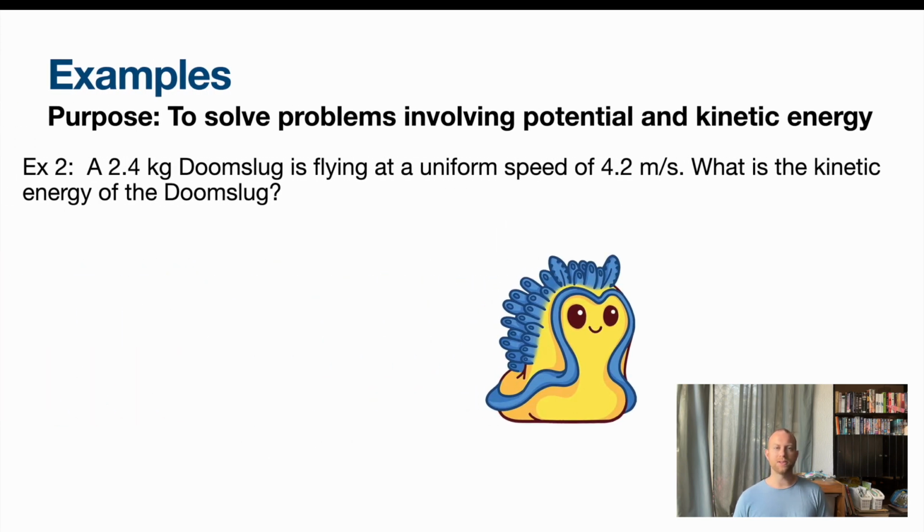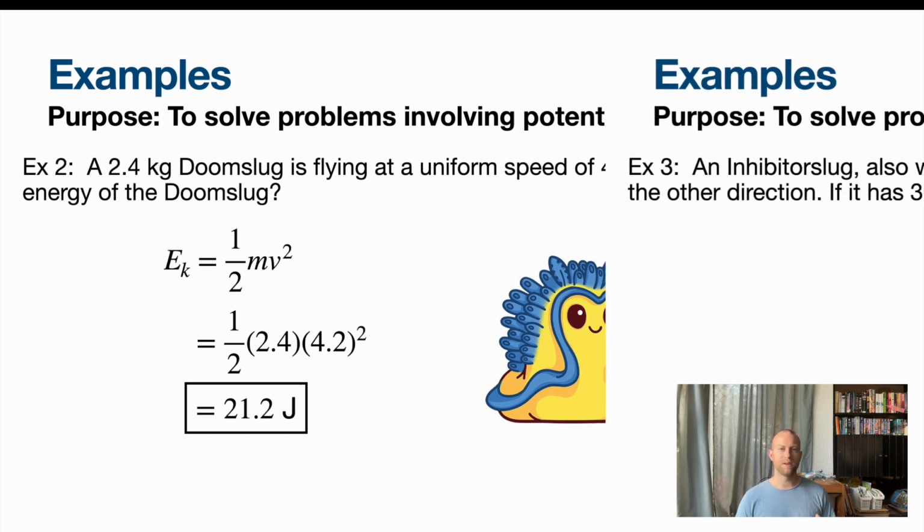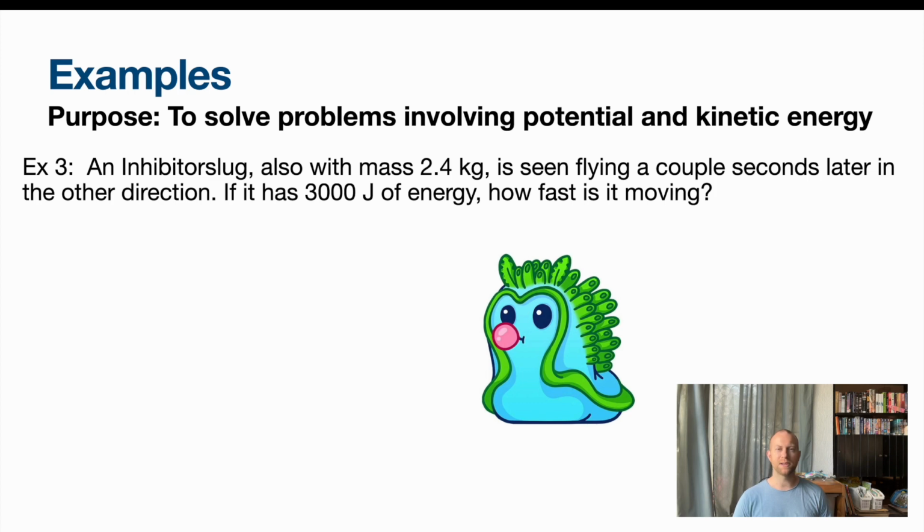So we've got a 2.4 kilogram doom slug flying at uniform speed of 4.2 meters per second. What is its kinetic energy? We have an equation, plug in numbers, solve it. This is very, very easy to solve for kinetic energy. So now we've got an inhibitor slug with also the same mass of 2.4 kilograms. Now it's flying in the other direction. If it has 3,000 joules of energy, how fast is it moving? Same equation. Now we're just solving for speed instead of kinetic energy. So in this case, divide by a half, divide by 2.4.